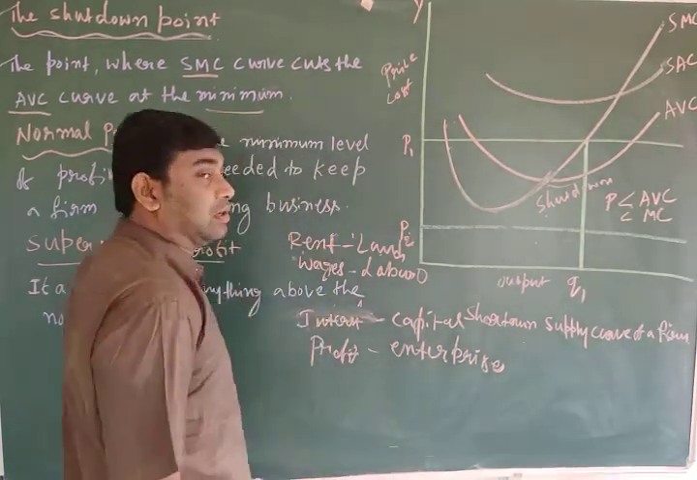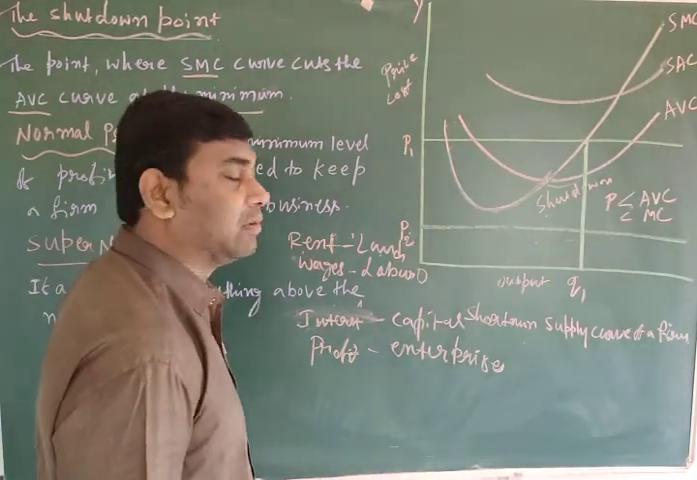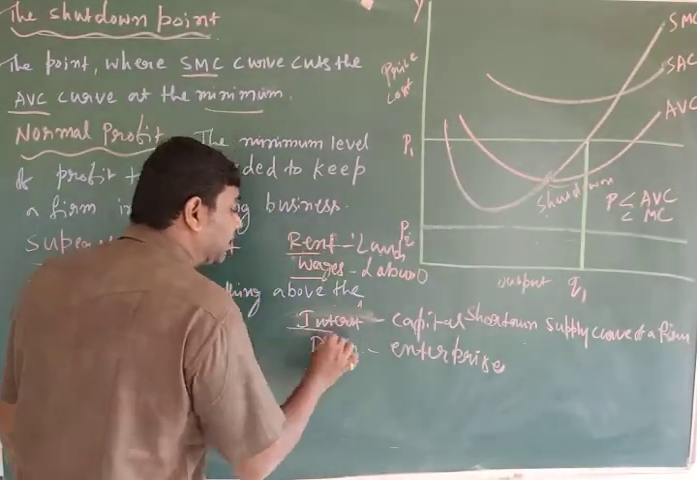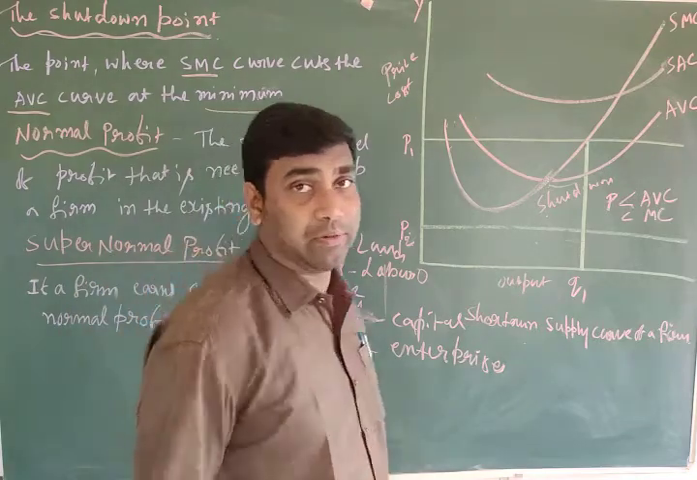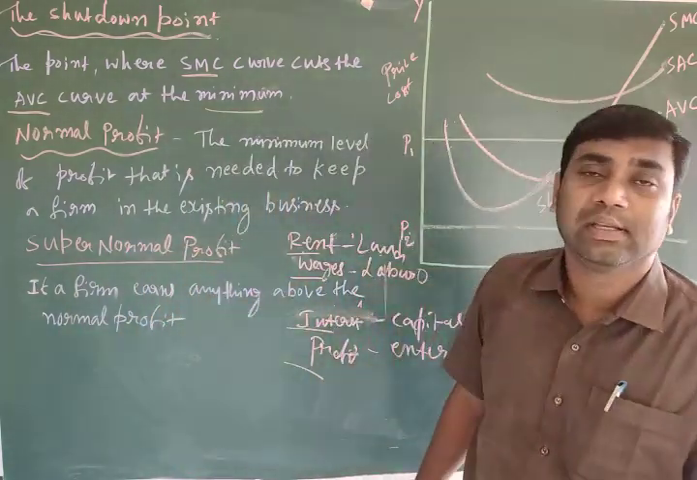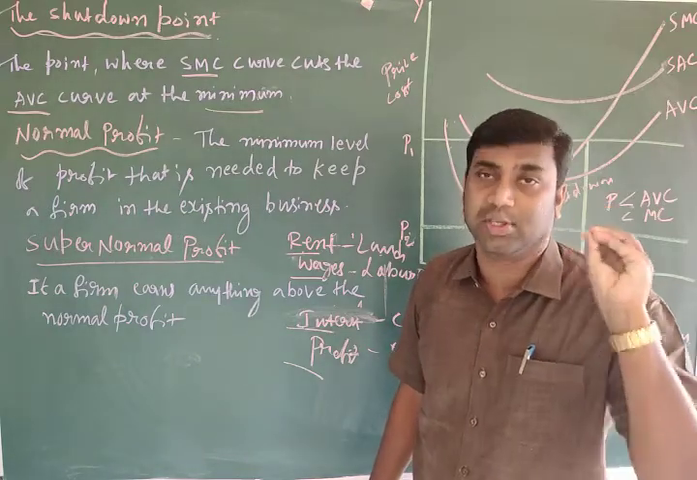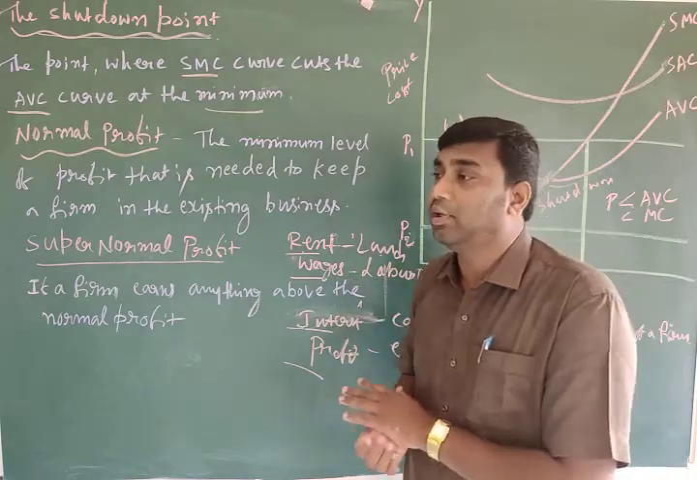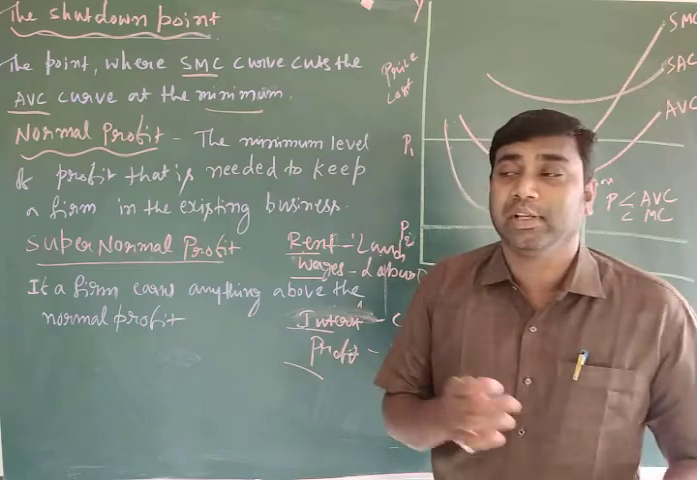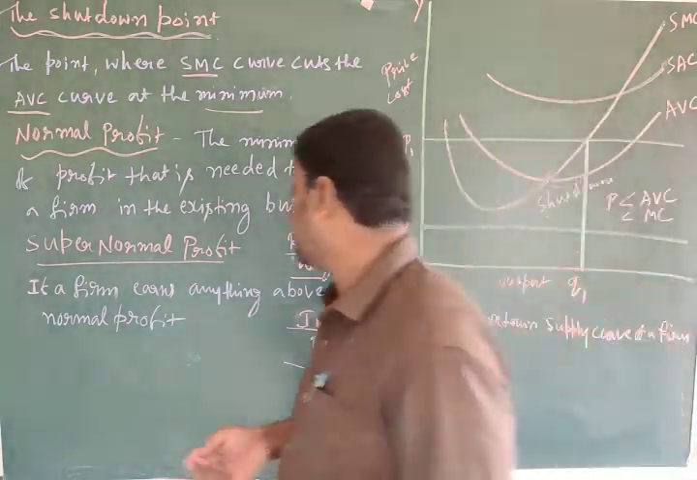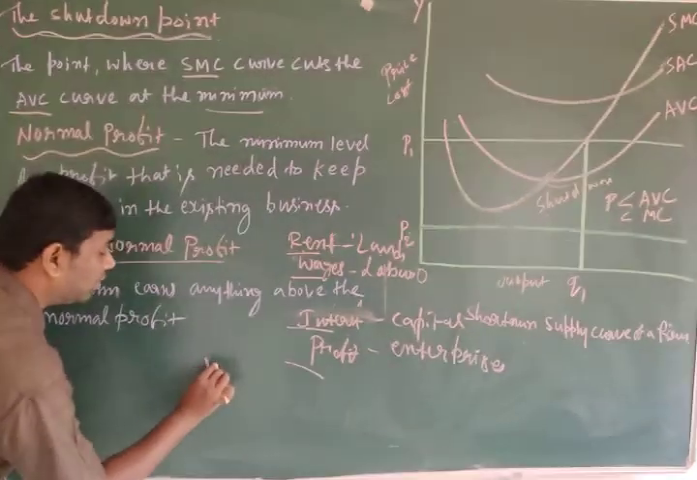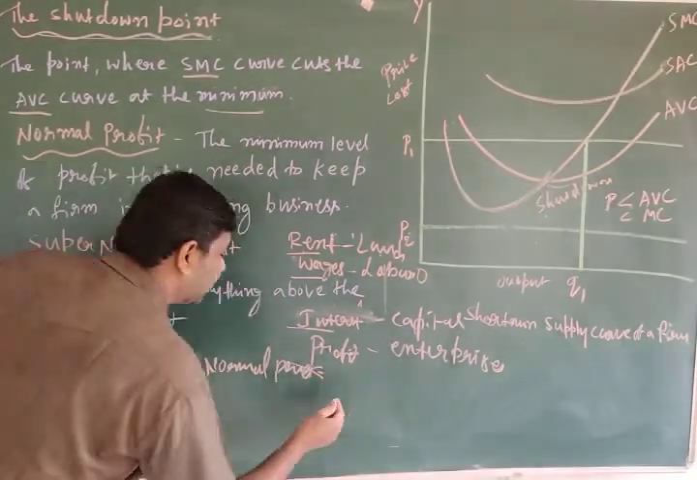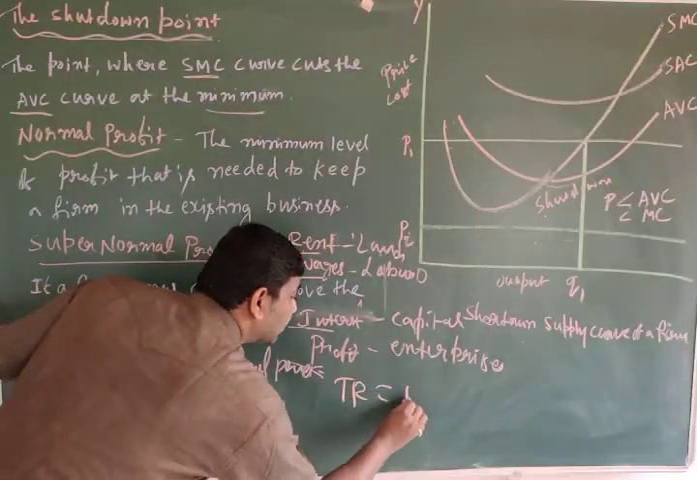So the revenue earned by the firm should be sufficient to provide rent, wages, interest, profit. That is called only normal profit. A firm earning normal profit is sufficient to cover all its cost. That is rent paid for the land, wages paid to the labor, interest paid to capital, profit paid to the entrepreneur. We can consider that as normal profit. Otherwise, normal profit equals TR equals TC.